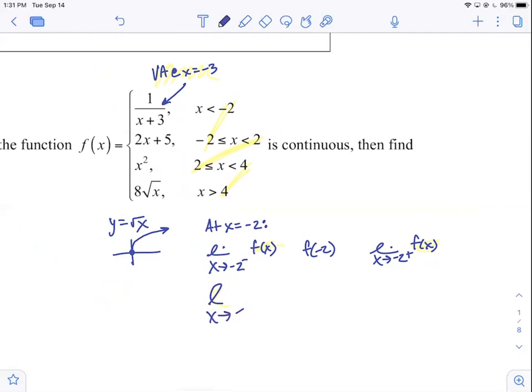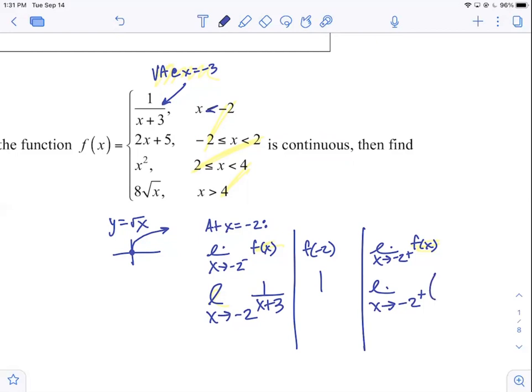The limit as x goes to -2 from the left, that's less than -2. That's 1 over x plus 3. Now, if you want to draw vertical lines, you can as well. I don't know if that helps you stay organized. F of -2, that's the second piece, right? If you plug in a -2, you get 5 minus 4, which is 1. And then the limit from the right of -2, it's going to be the function 2x plus 5. And I need parentheses around 2x plus 5 because it's more than one term.